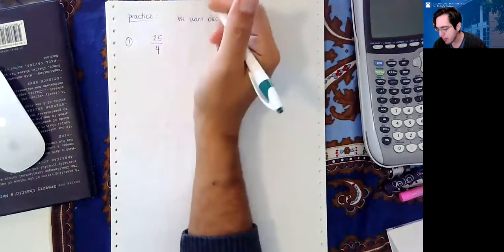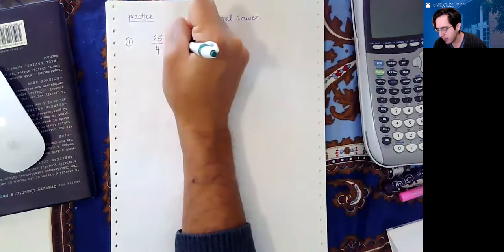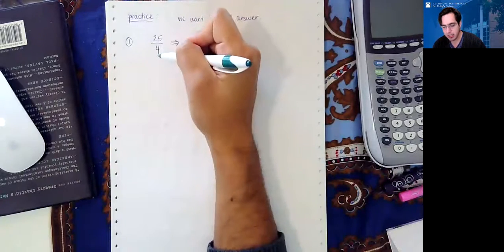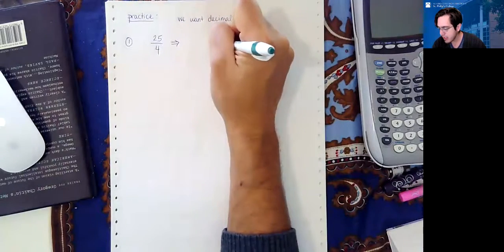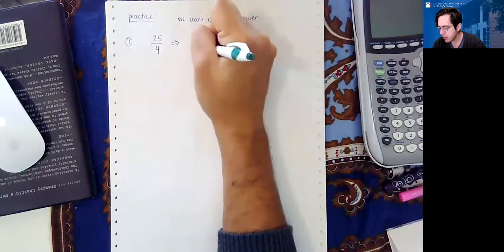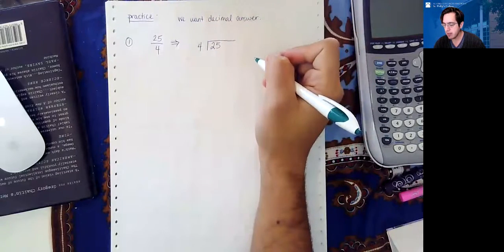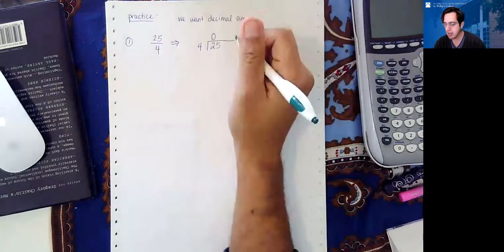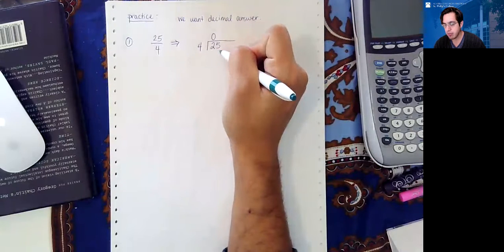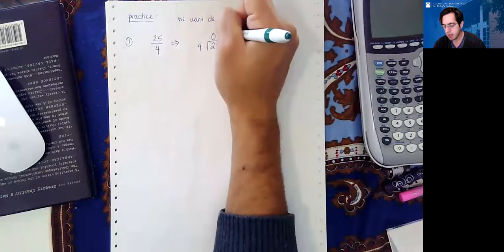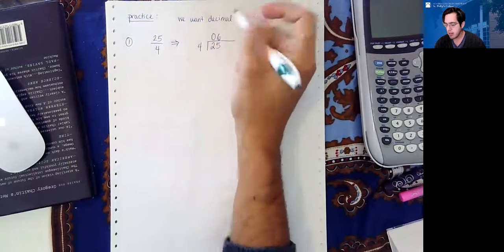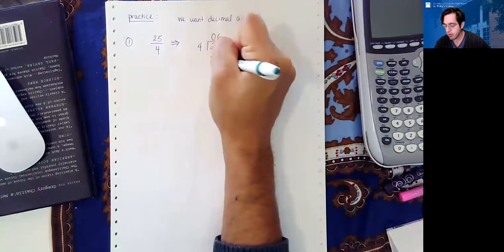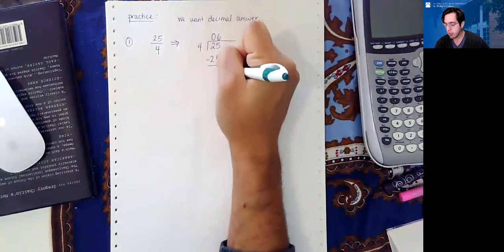Well, how would you do it by hand? The way you would do that is long division. So remember, we could think about this as the cowboy rides the horse: the cowboy sleeps inside and the horse sleeps outside. Okay. 4 goes into 2, 0 times. 4 goes into 25, 6 times. And then you have to remember 6 times 4 is 24, and we get a remainder of 1.